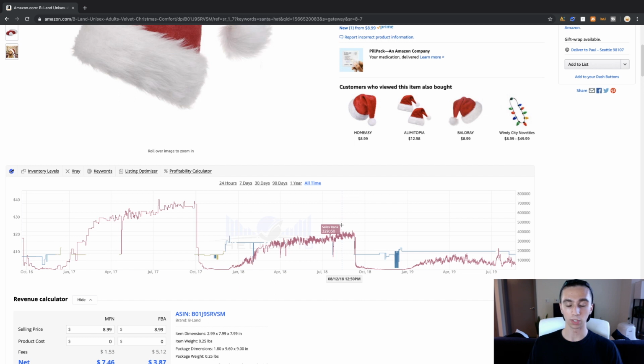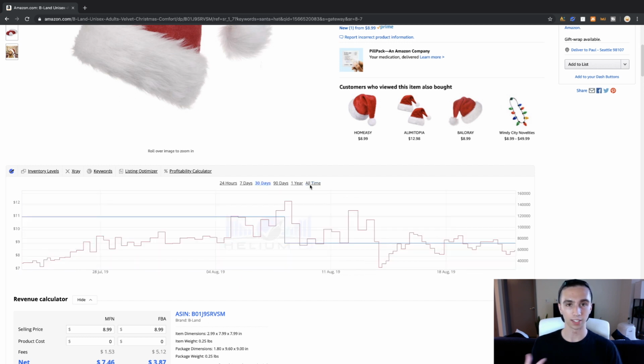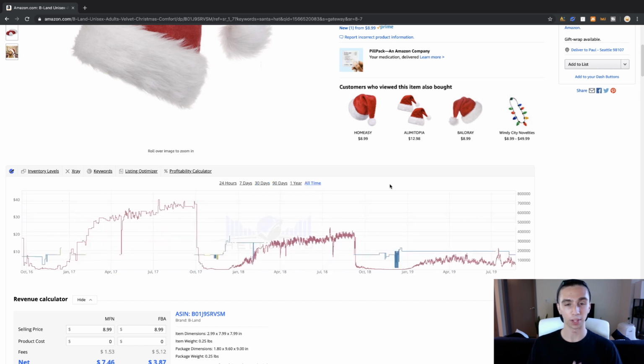So we could actually find a really new seller, and maybe they've only been selling for 30 days, and they're doing 10K a month already. That's a good sign that might be a good market to get into, especially if we can innovate that product and capitalize on even more sales. So that's how to use Helium 10 to look at sales rank history and price history.